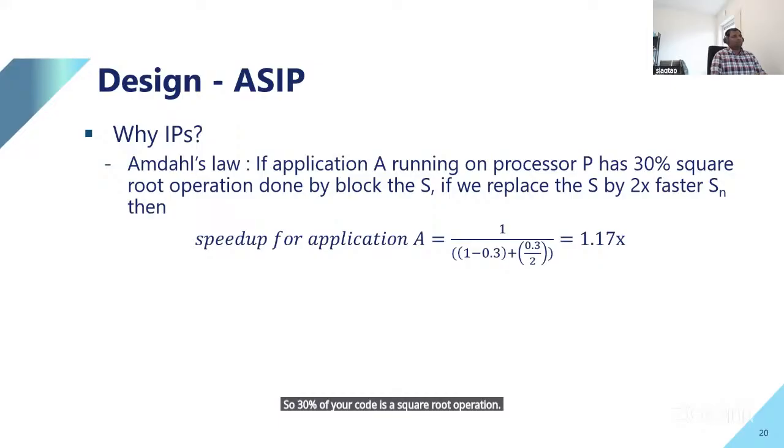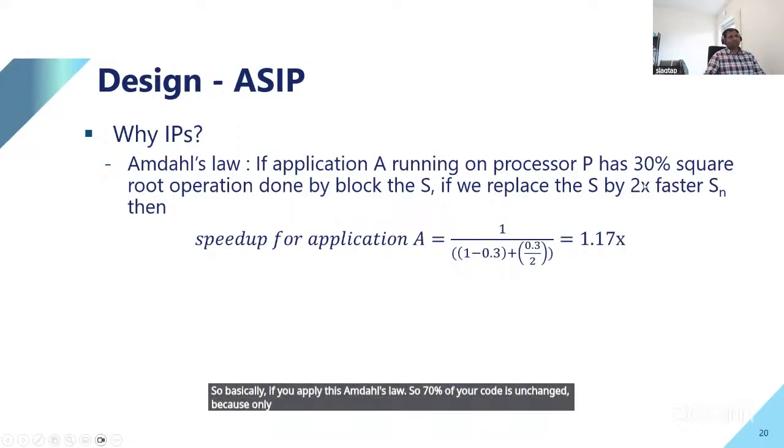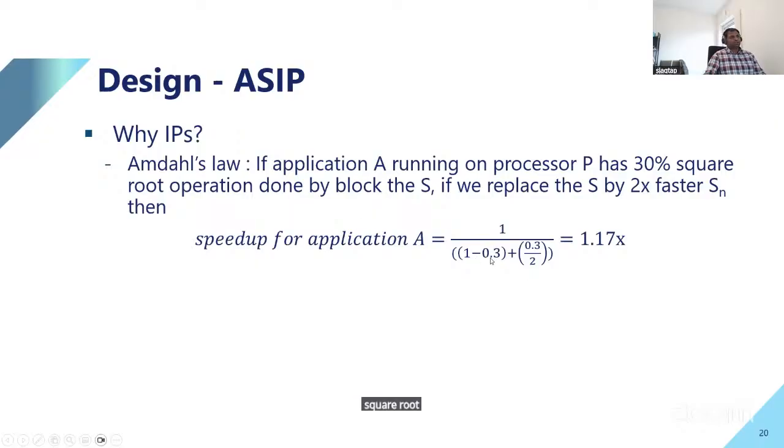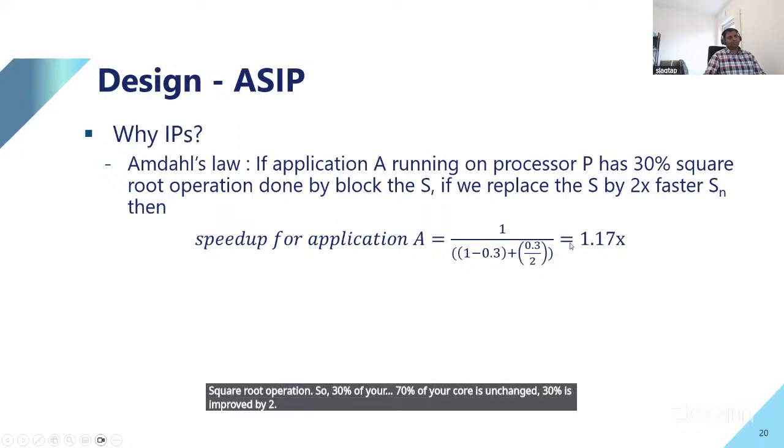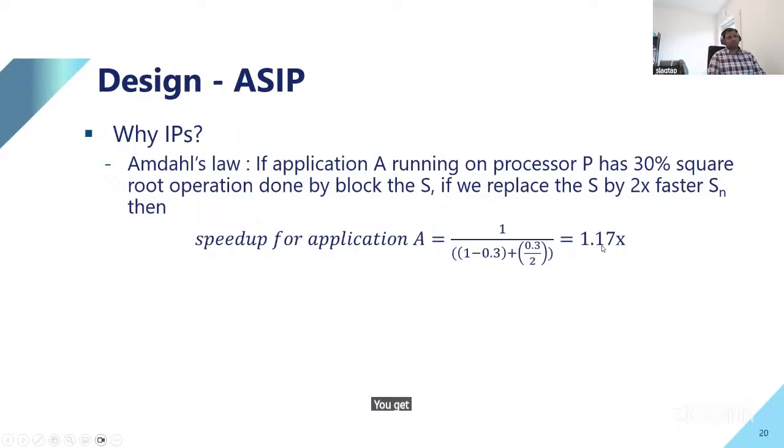So what will happen if you improve that square root operation block and make it 2 times faster? If you apply Amdahl's law, 70% of your code is unchanged because only 30% is performing square root operations. So 70% of your code is unchanged, 30% is improved by 2. You get 17% improvement in your time, in your performance.